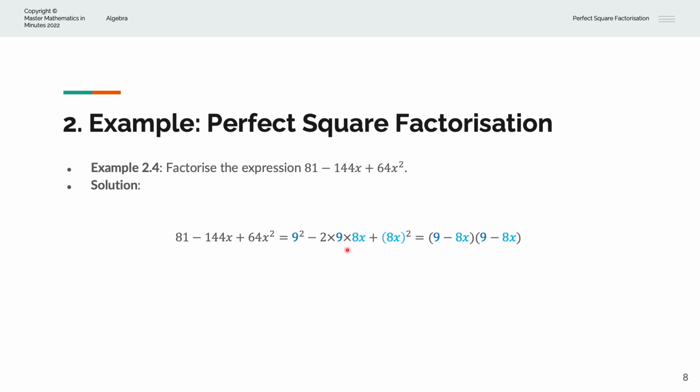And the middle term is in the form of minus 2ab. So we'll copy minus 2 multiplied by a, which is 9, multiplied by b, which is 8x. So if we were to expand these terms out, minus 2 multiplied by 9 multiplied by 8 multiplied by x, that is basically minus 144x. And so this is now in the form of a squared minus 2ab plus b squared, with a being equals to 9 and b being equals to 8x. And we saw earlier that this can be factorized to be a minus b multiplied by a minus b. Or in other words, 9 minus 8x multiplied by 9 minus 8x.